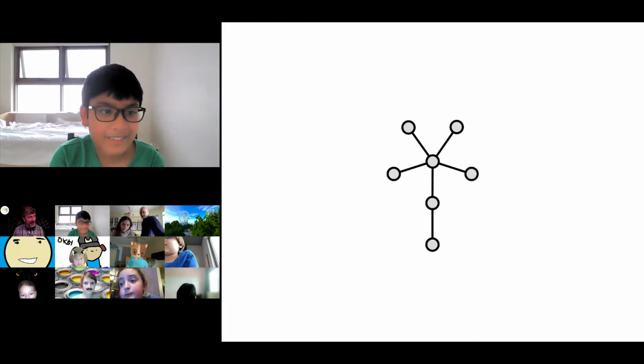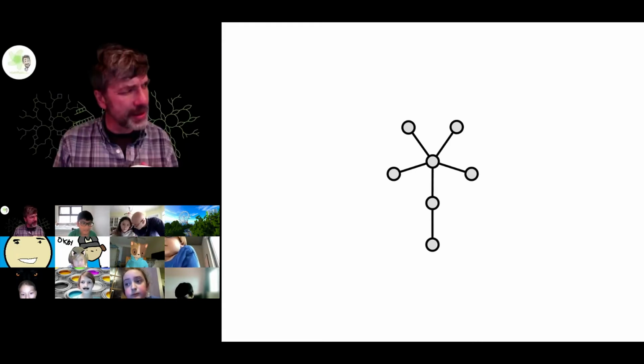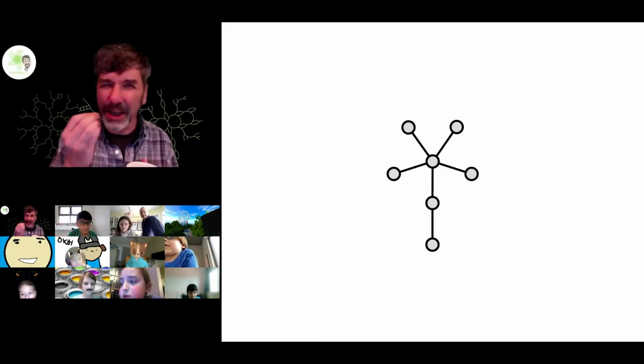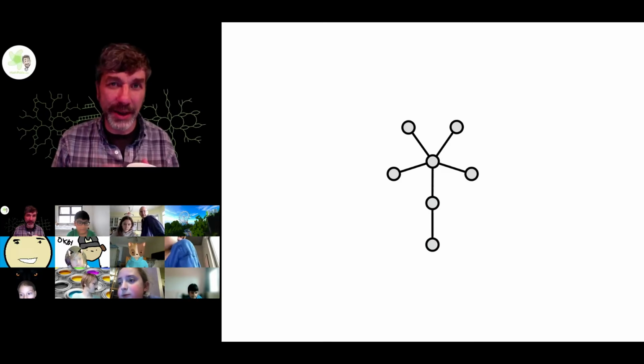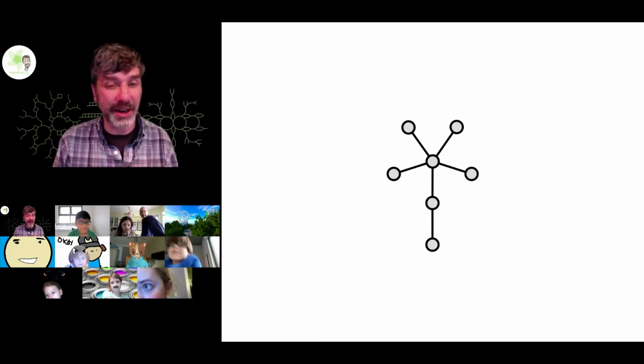Yes, so the figure is symmetric. Yeah, there's some symmetry there. That's exactly, I love that you're using that word, Rohan. That's exactly correct. There's some symmetry there.